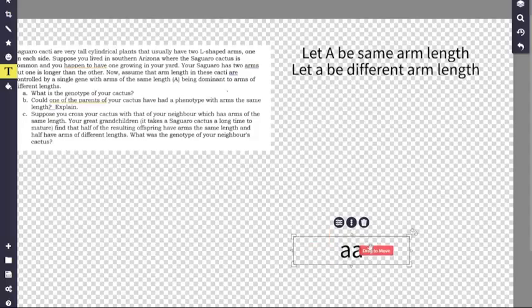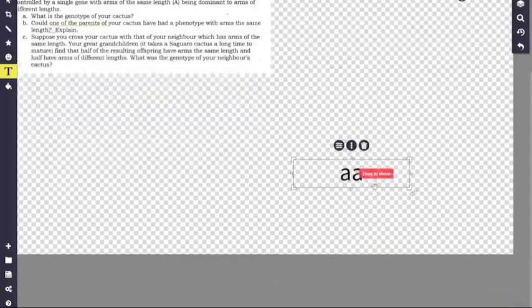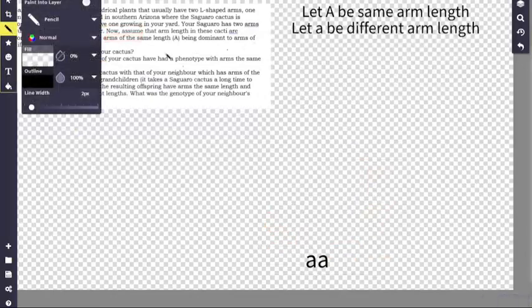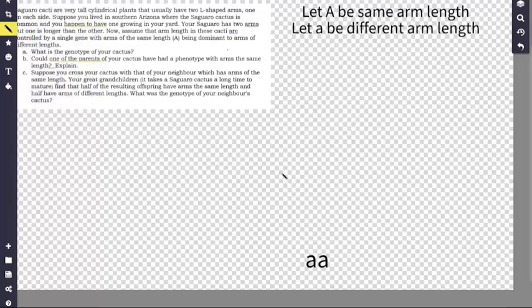So obviously, let's drag it down here. For our baby cactus to have 2 small genes, it means that both parents must have had a small gene. So right there, we can get it down. Both parents must have had a small gene, P1, P2. So now they want us to tell them, is it possible that one of them had a phenotype with arms of the same length? So we have to add a big A here. So now this is the arms of the same length. And let's just say that P2 was also the same thing.